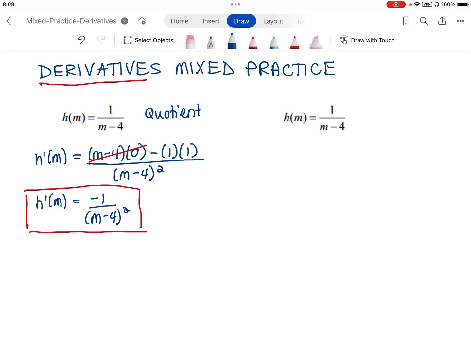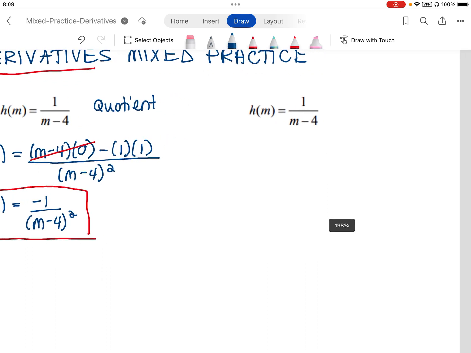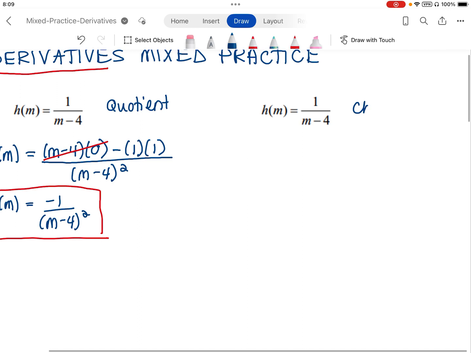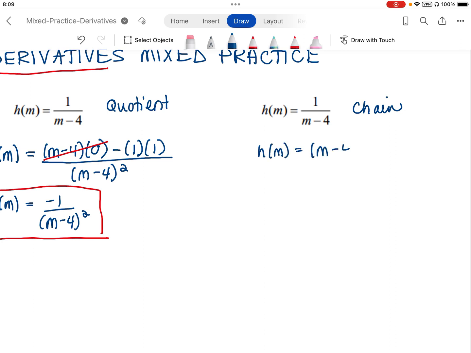Now, another way to look at this one would be to think, oh, I can do chain. If you want to go about it using the chain property, then you're going to need to do a rewrite. Whoops, I almost made a mistake there. A rewrite. And I'm going to think of this as n minus 4 to the negative 1. And then I have this set up to do the chain.